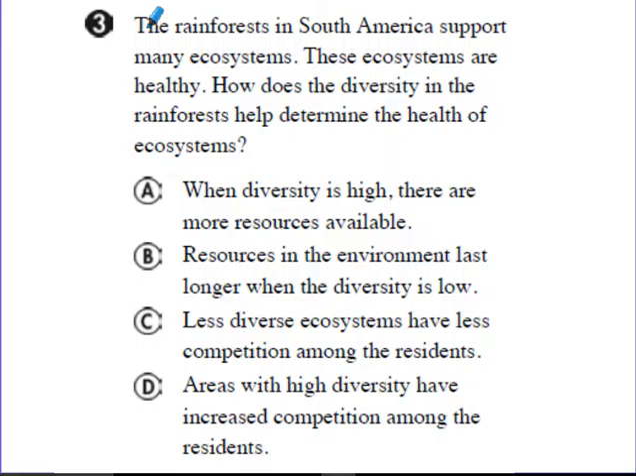Question 3. The rainforest in South America supports many ecosystems. These ecosystems are healthy. How does the diversity in the rainforest help determine the health of the ecosystem? Got to know what diversity is. When diversity is high, there are more resources available. Resources in the ecosystem last longer when the diversity is low. Less diversity ecosystems have less competition among the residents. Areas with high diversity have increased competition among the residents.